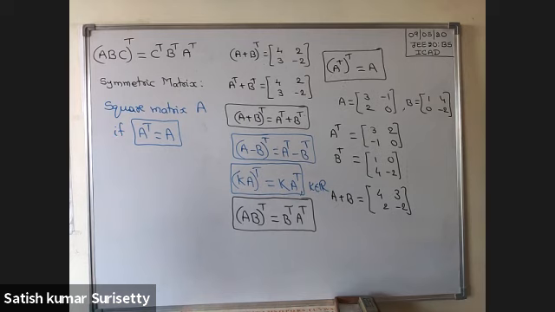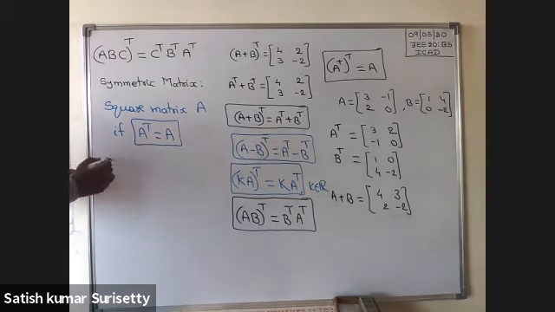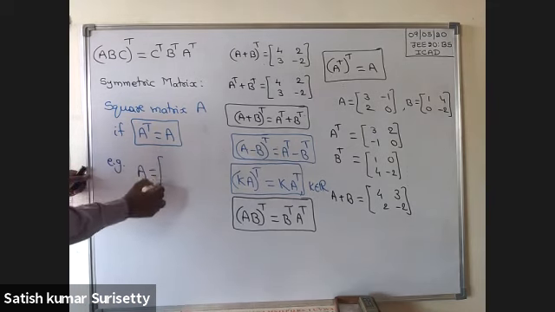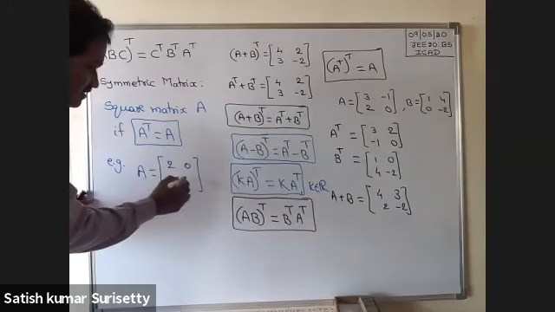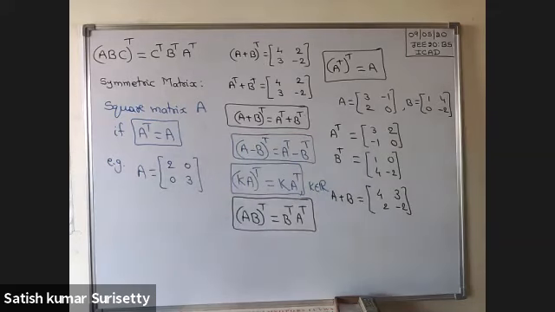Now, write one example. Try all of you first yourself. Try a 2 by 2 matrix such that when you take a transpose, it must be equal to the original matrix. 2 0 0 2. 3, okay, you can take 3 also. Check, is A transpose the same as A? Yes.